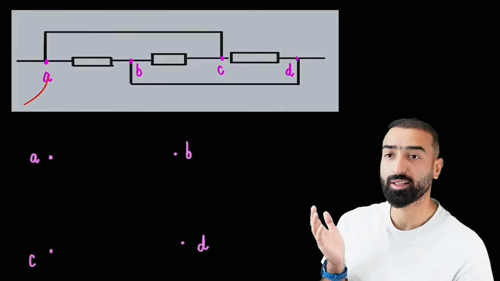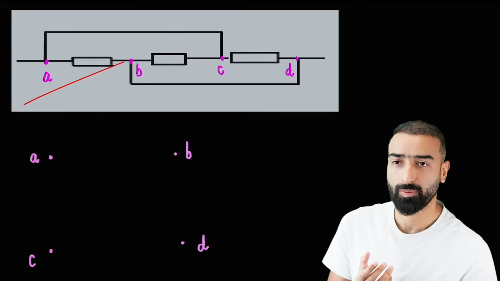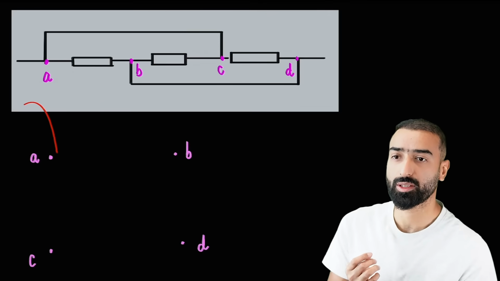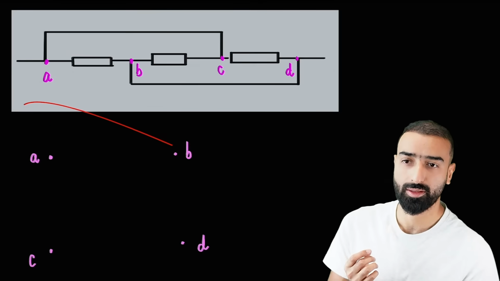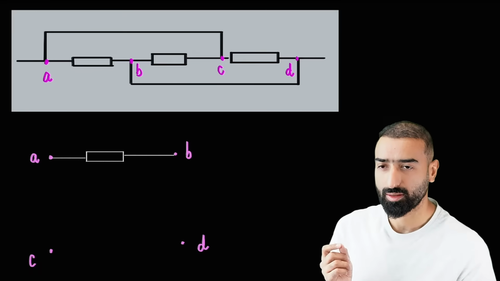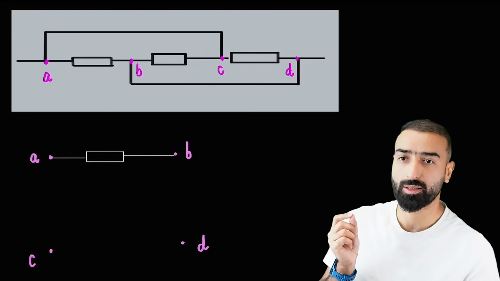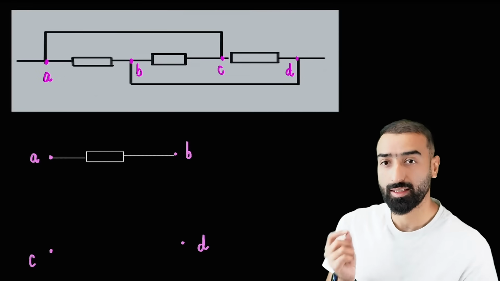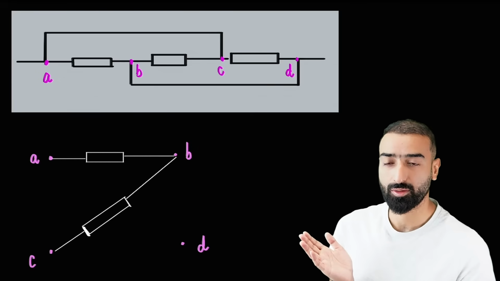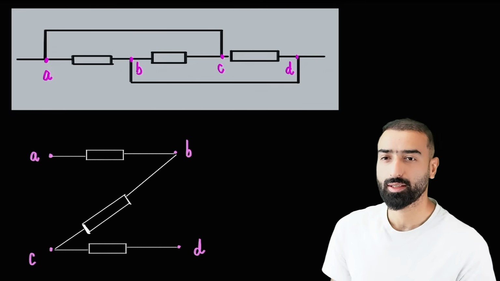We realize that there's a resistor between point A and point B. This resistor therefore must appear between these 2 points. Let's draw that resistor. This is the resistor between A and B. We can do the same for points B and C and D. This is the resistor for B and C, and this is the resistor between C and D.